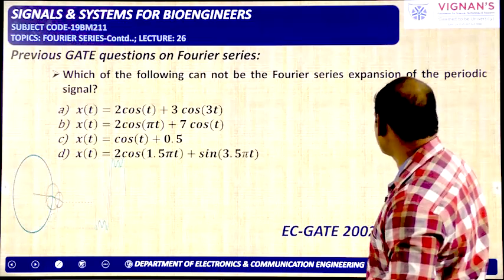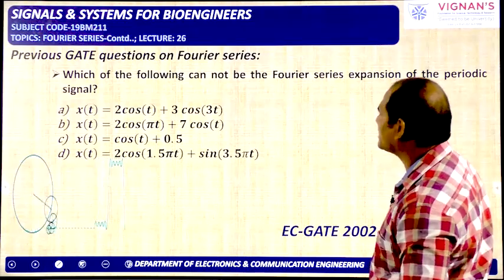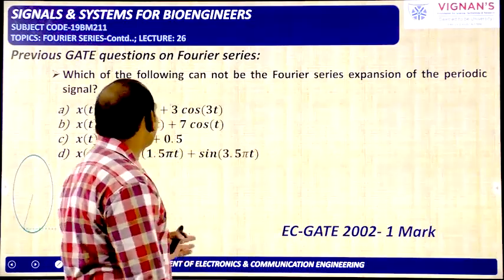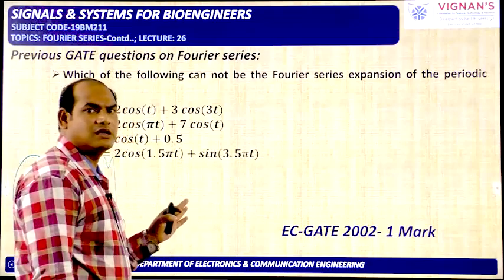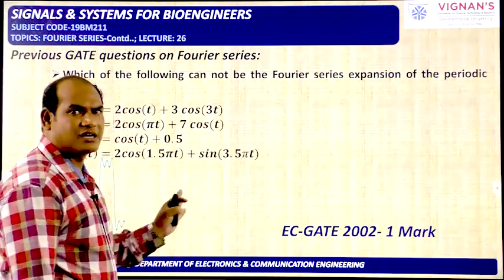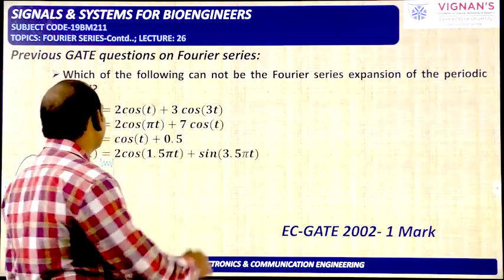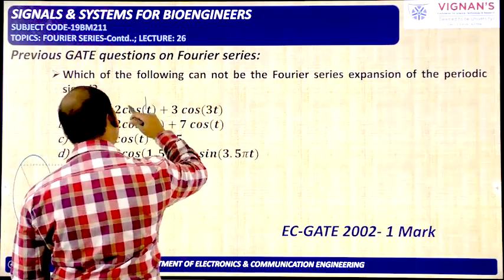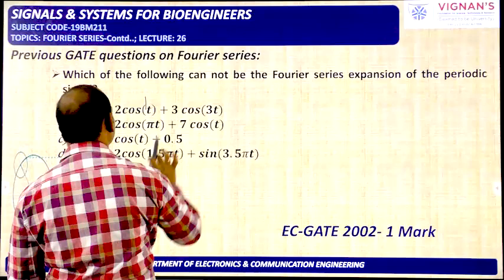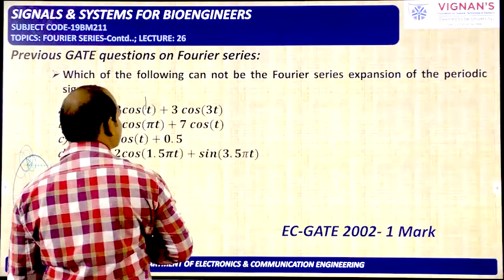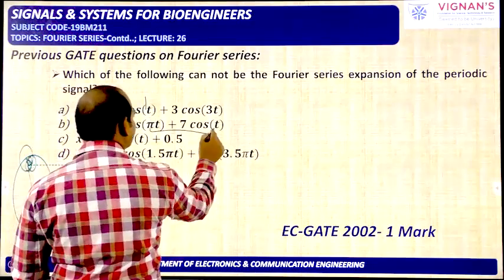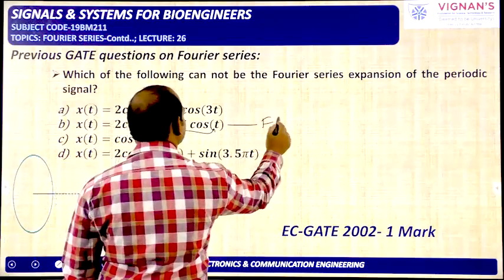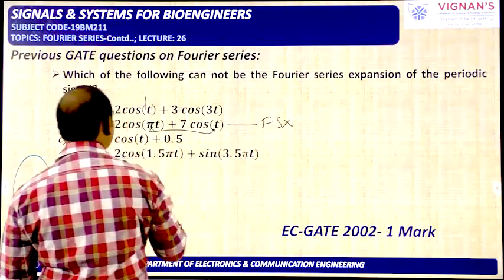Next one: which of the following cannot be the Fourier series expansion of a periodic signal? This is from GATE 2002, 1 mark question. So what are the conditions we have to check? Whether the omega naught values are integer multiples of the fundamental frequency or not. Here 1 is there, 1 into t, here 3 into t. So it is surely a periodic signal only, and it is a Fourier series expansion. Here pi is there, here 1 is there. So here only we can tell it is not a Fourier series expansion. So the option is B only.